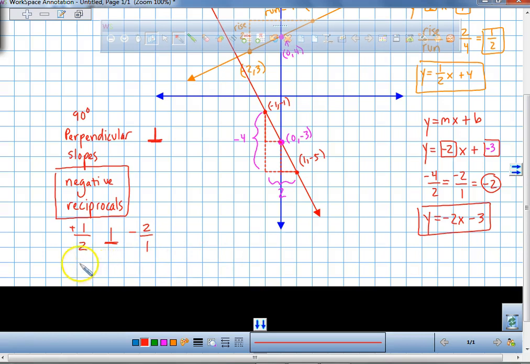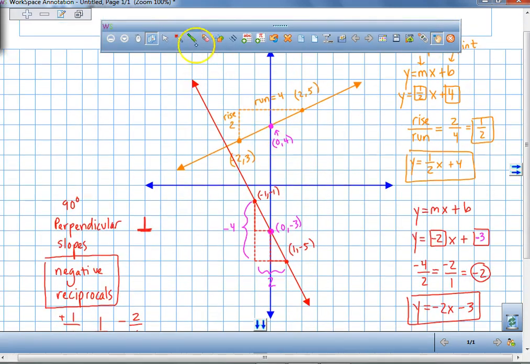All right, let's do one more example. If I had a 3/2 slope, what would that be perpendicular to? What's the flip of this? 2/3. What's the opposite of a positive? Negative. So 3/2 would be perpendicular to -2/3.